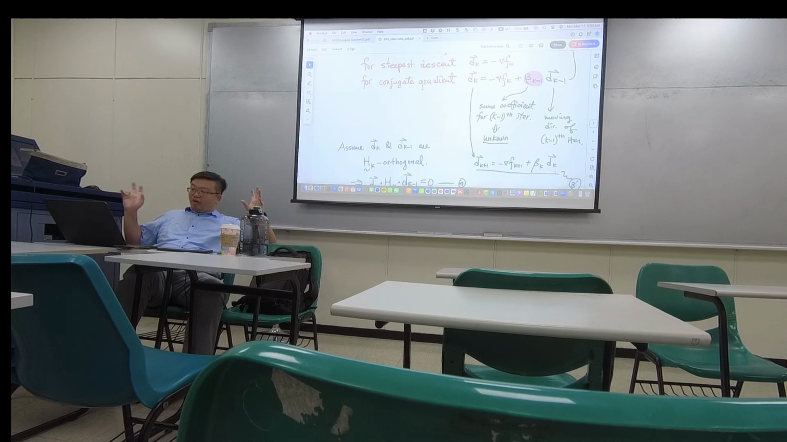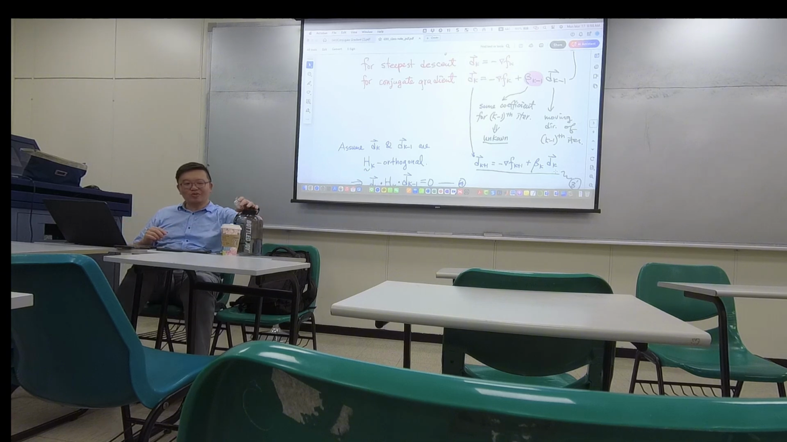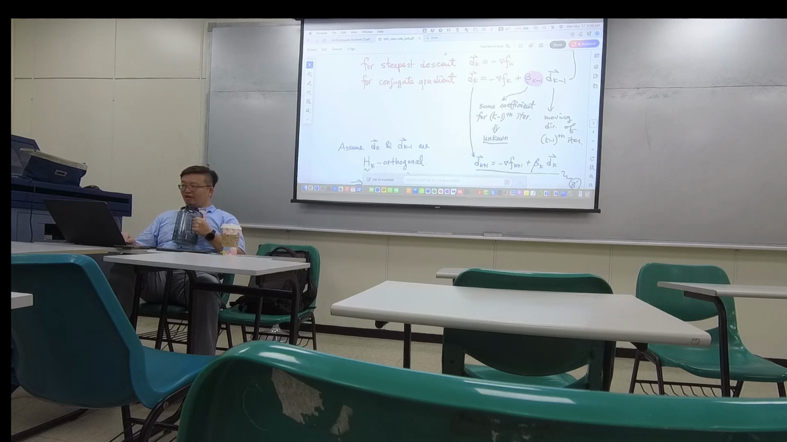So from here you can see the index is very important. Otherwise you will be making mistakes later on. So this equation is telling us that in the next iteration dk plus 1 is going to look like this.